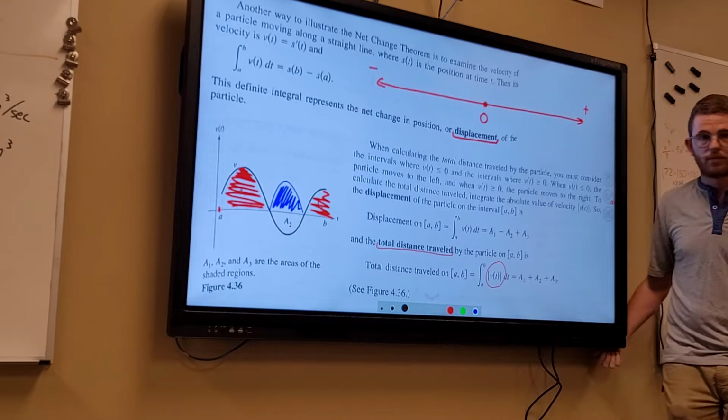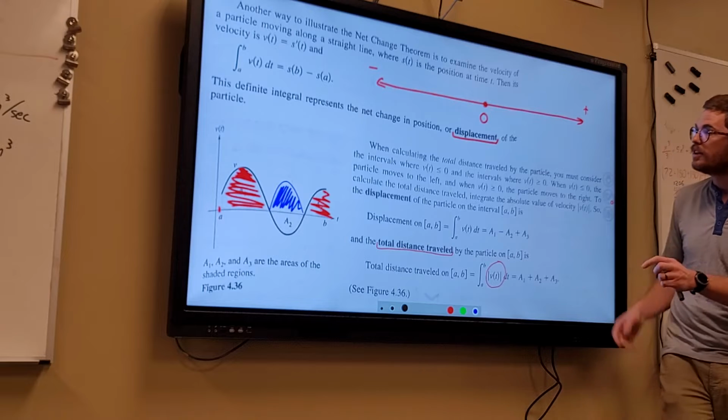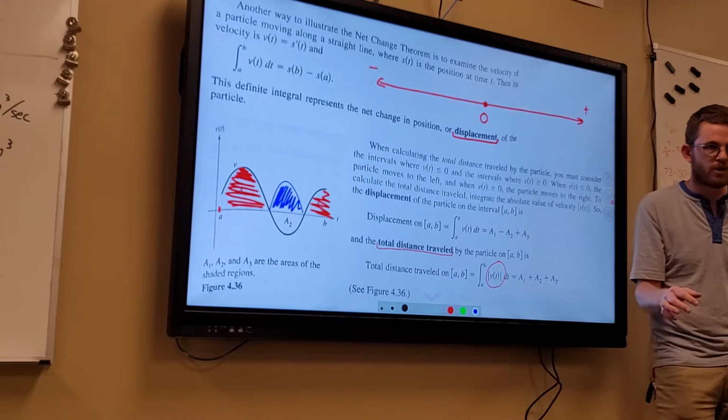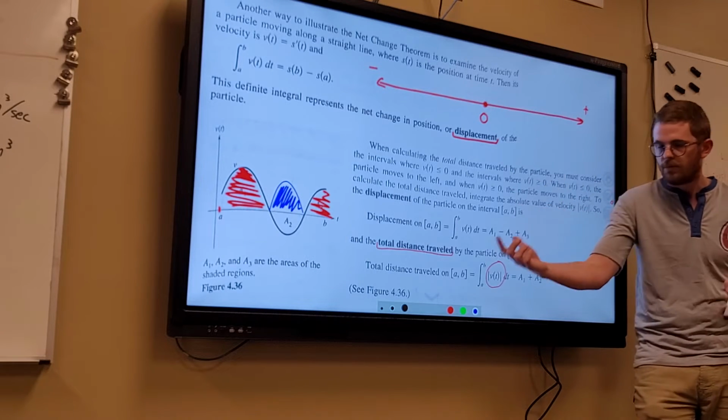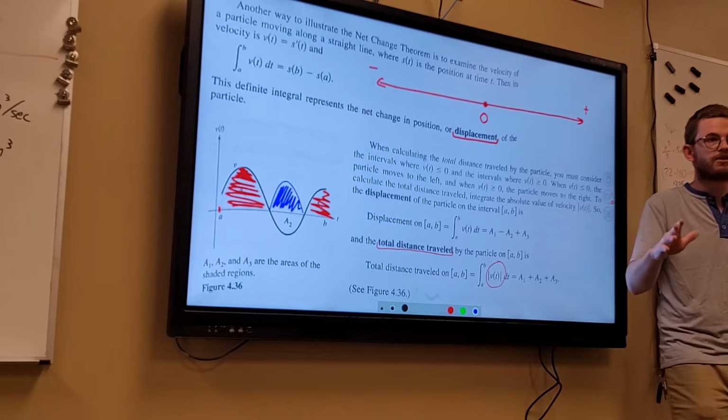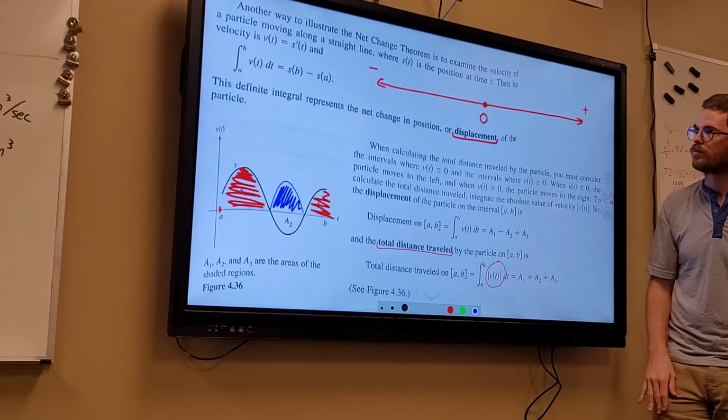All right, big difference right there. Easy to get them confused. Displacement, total distance traveled. I think they make sense if you think about it.